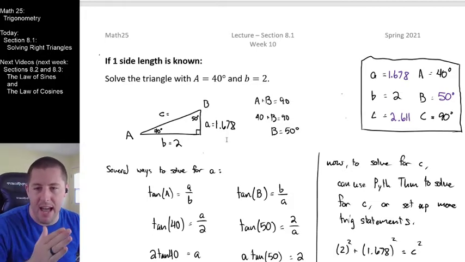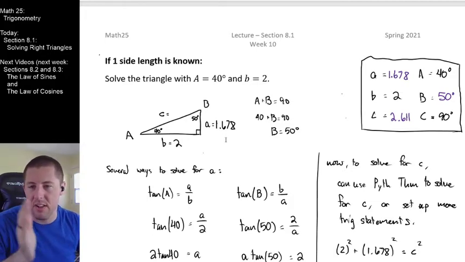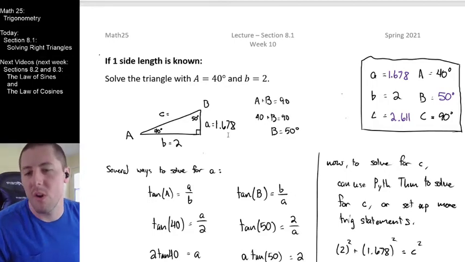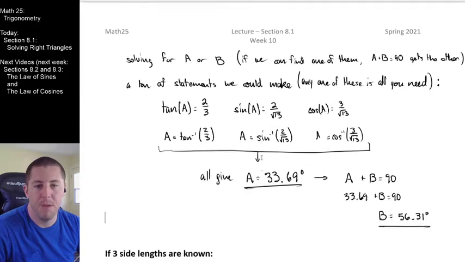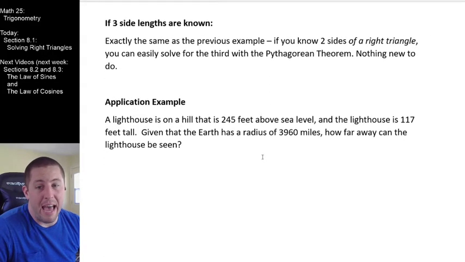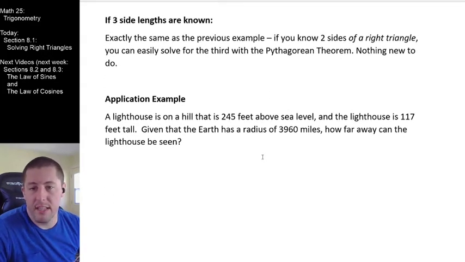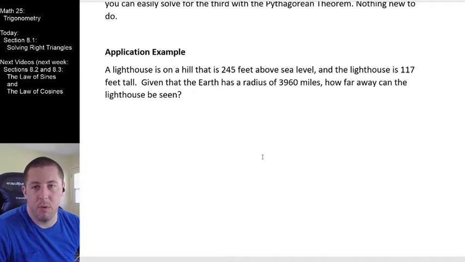Is it angle, side, side? Is it angle, side, angle? Is it angle, angle, side? What's the order in which we know information about the triangle? That'll be relevant next week in that section. So that's kind of all we really have for this one here. Let's take a look at this in action with an application example, and we'll go ahead and call it a day. It's a much simpler, shorter section right here.